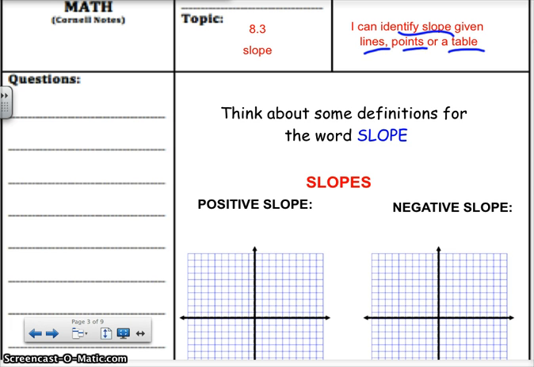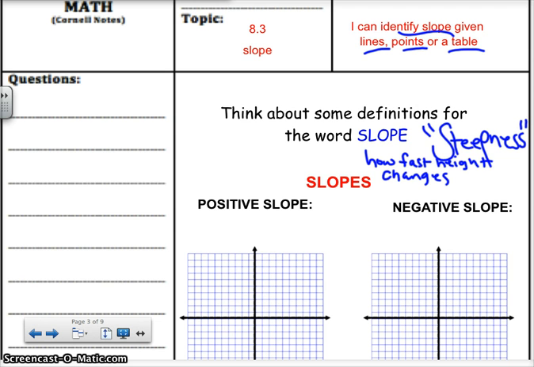The biggest thing that comes to my mind is steepness. Steepness is how we define slope. And when I say steepness, what you really are figuring out is how fast your height changes. That is the main thing. Steepness represents how fast your height changes.